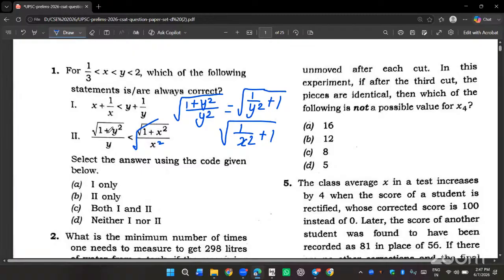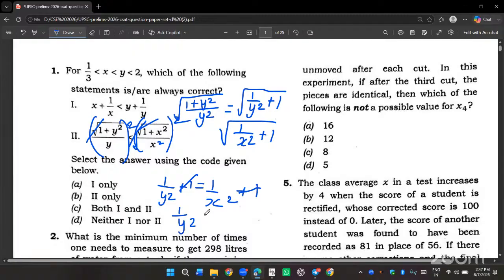Then on both the sides, I remove the square root. On both the sides, I can make a square, so I can remove the square root. So what will I get? 1 by y square plus 1 is equal to 1 by x square plus 1. So plus 1 will cancel. So 1 by y square should be less than, not equal to here, less than 1 by x square. Okay.